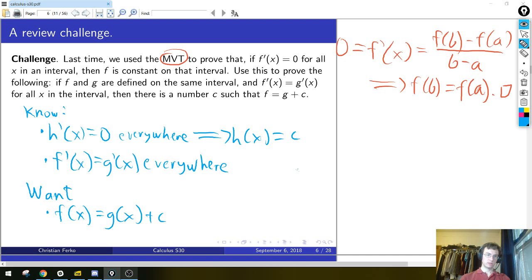So do you see a way to combine the two bullet points that we know, the assumptions, in order to prove the bullet point that we want?